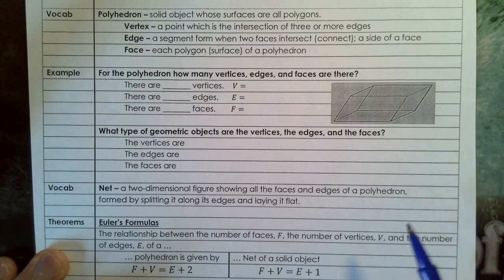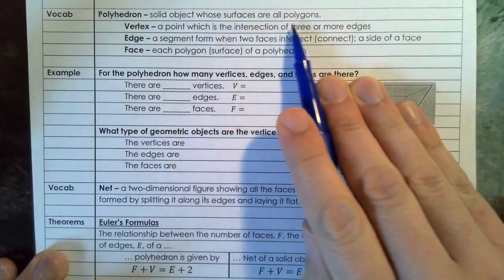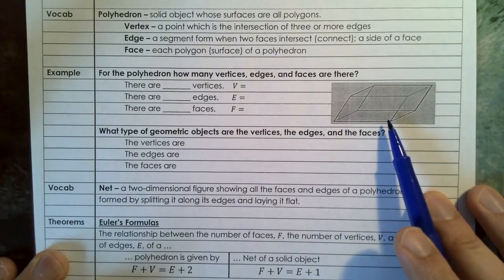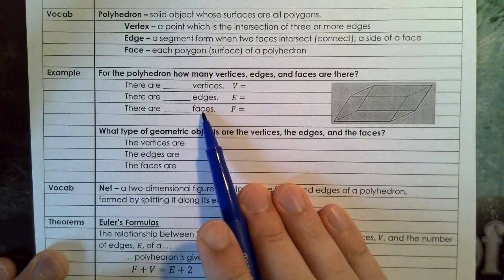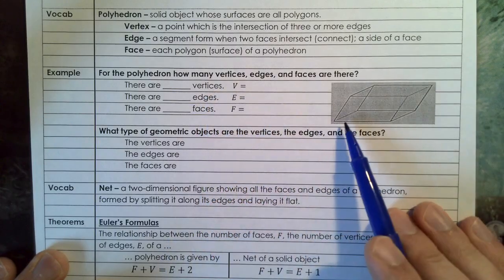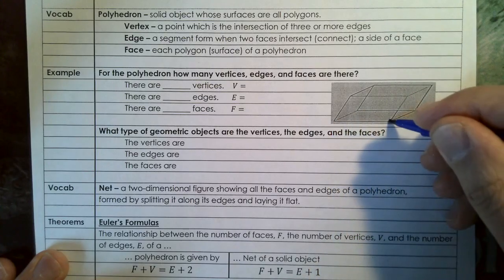Hi, in this video we're going to be talking about polyhedron, which are solid objects whose surfaces are all polygons. This is a polyhedron down here, and it's made up of faces, edges, and vertices. Now the vertices are the little corner spots on this shape.